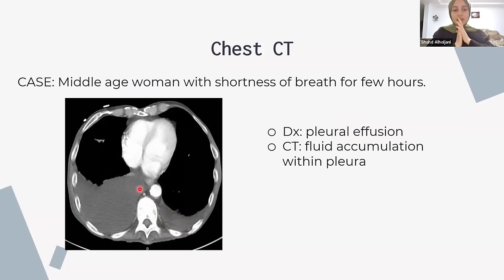Also, one thing I forgot to mention, which one is the right side and which one is the left? When you're looking at it, your right is the left, exactly, opposite. So this will be the right, this will be the left. Here, there is more right pleural effusion than the left. So whenever you're looking at a CT, remember that the sides are flipped. Here you have the right, here you have the left.